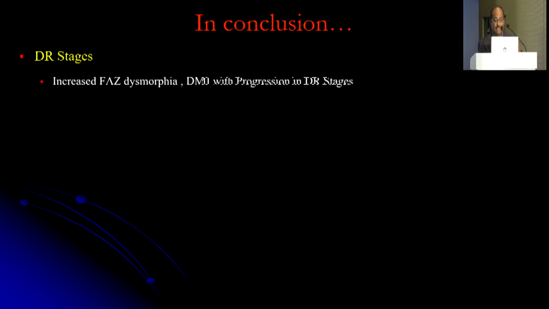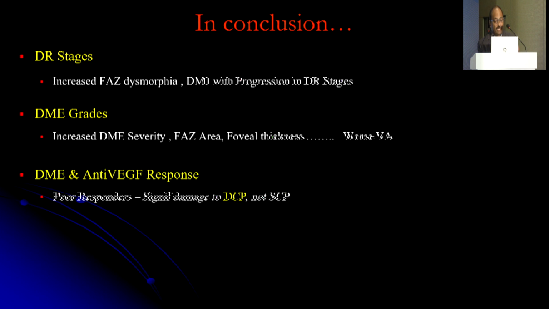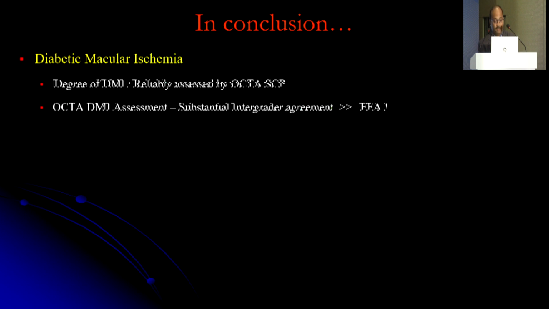So in conclusion, increased DR stages, increased phase dysmorphopsia, DMI, correlates with progression in stages of diabetic retinopathy. Increased DME severity, phase area, and foveal thickness correspond to worsening of visual acuity, so a functional correlation there. DME and anti-VEGF response: poor responders, remember, have significant damage to the DCP, not really the superficial capillary plexus. It's a marker for poor response: deep capillary plexus loss and corresponding OPL disruption.